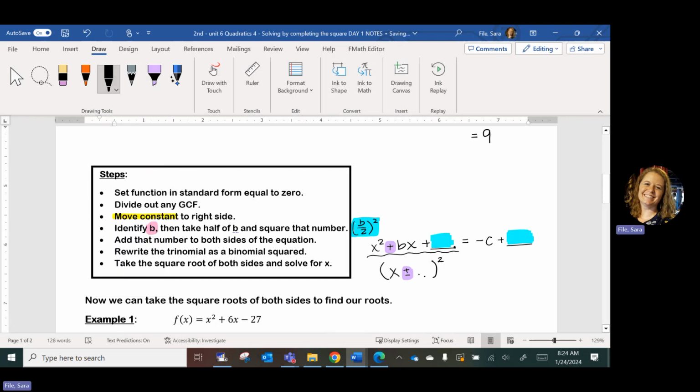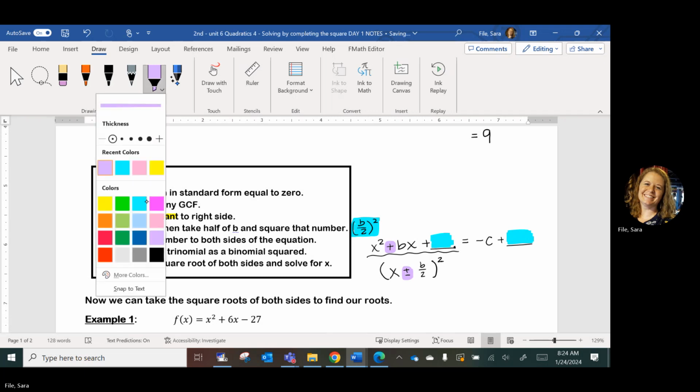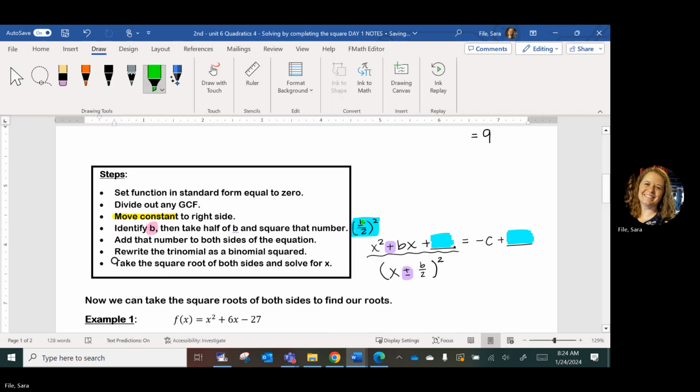And then what comes here to create your binomial squared is whatever you got when you took half of b. Whatever you got up here. What color have I not used? Green. So this b divided by 2, before we squared it, that's what's going to go here. And it's going to equal this number over here. You combine this, you simplify whatever this number was plus what you added, and you get a new term there.